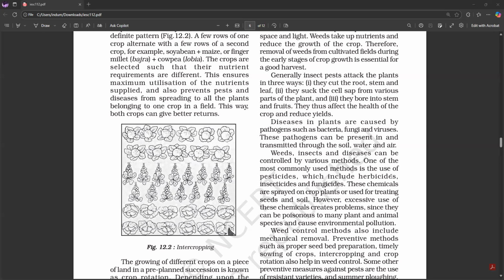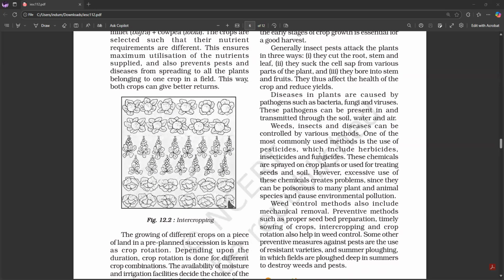Generally, insect pests attack the plants in 3 ways. They cut the root, stem, and leaf. They suck the cell sap from various parts of the plant, and they bore into stem and fruits. They thus affect the health of the crop and reduce yields. Diseases in plants are caused by pathogens such as bacteria, fungi, and viruses. These pathogens can be present in and transmitted through the soil, water, and air.